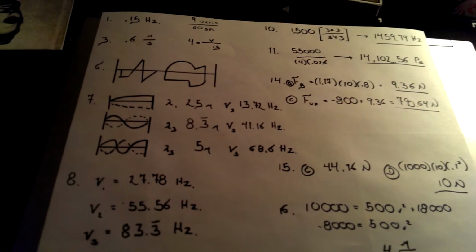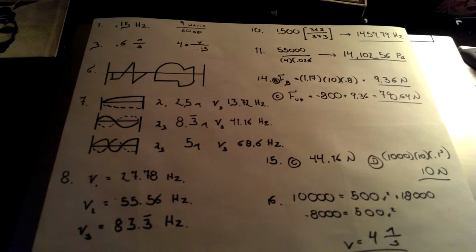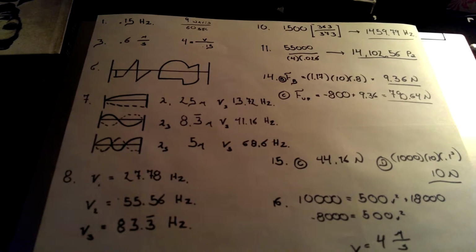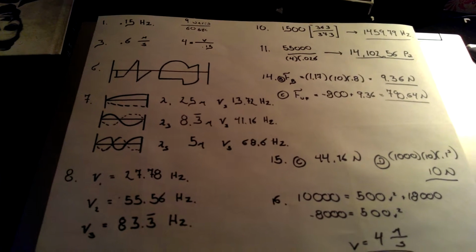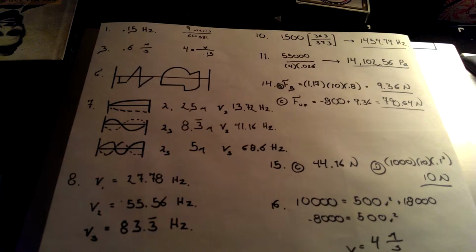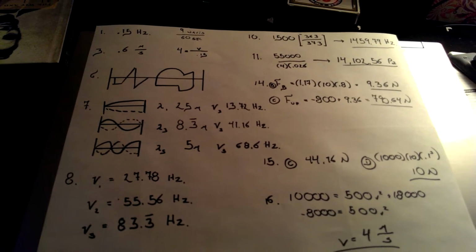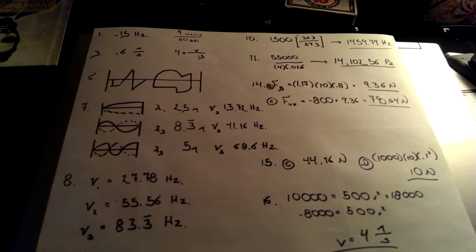So again, we have the velocity of 343 meters per second, over the wavelength. For the first harmonic, the wavelength is 3.6 meters. For the second one, the wavelength is 1.8 meters. And for the third harmonic, the wavelength is 1.2 meters.